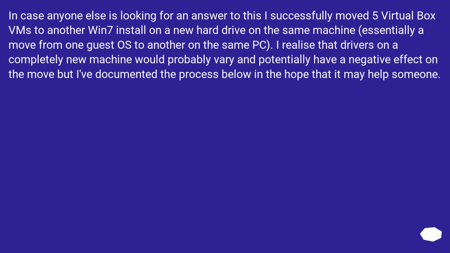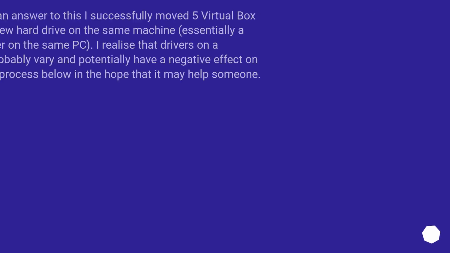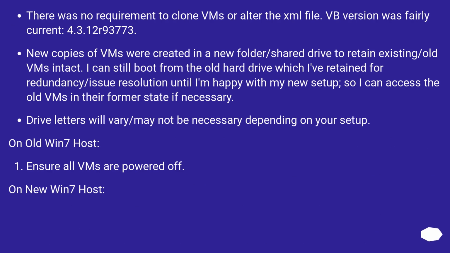In case anyone else is looking for an answer to this, I successfully moved 5 VirtualBox VMs to another Win7 install on a new hard drive on the same machine, essentially a move from one host OS to another on the same PC. I realize that drivers on a completely new machine would probably vary and potentially have a negative effect on the move, but I've documented the process below in the hope that it may help someone. There was no requirement to clone VMs or alter the XML file. VB version was fairly current, 4.3.12 r93733.